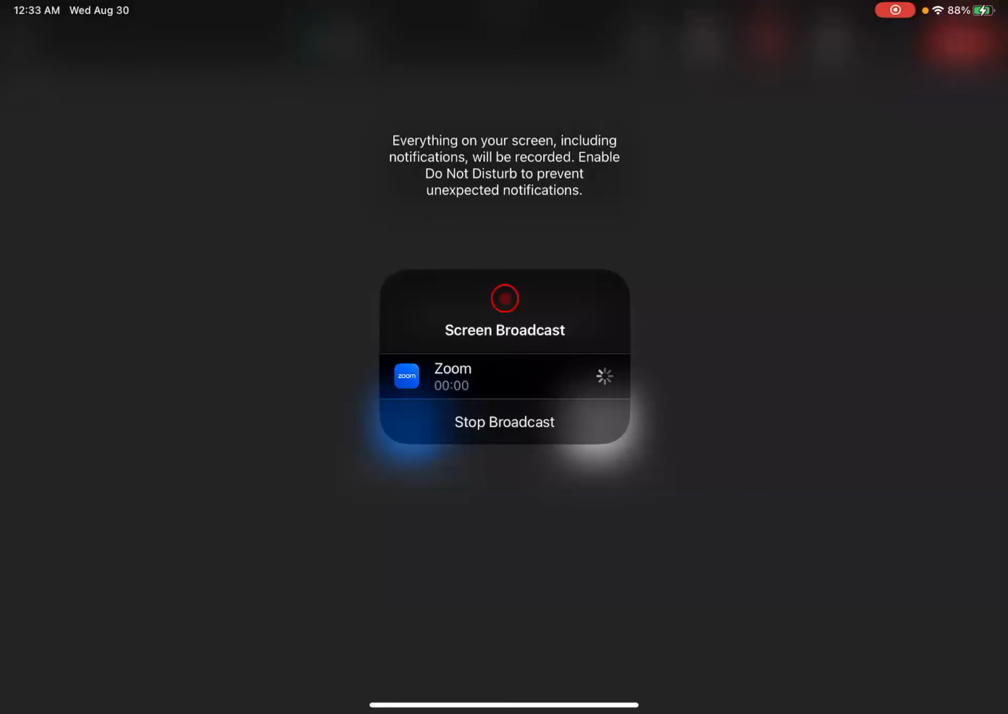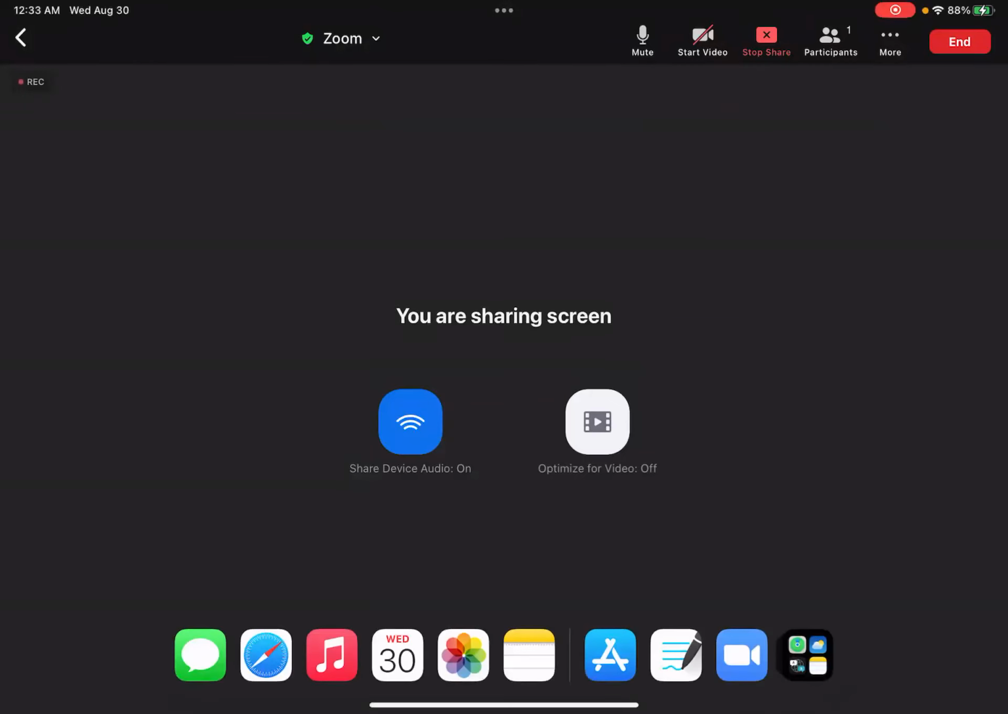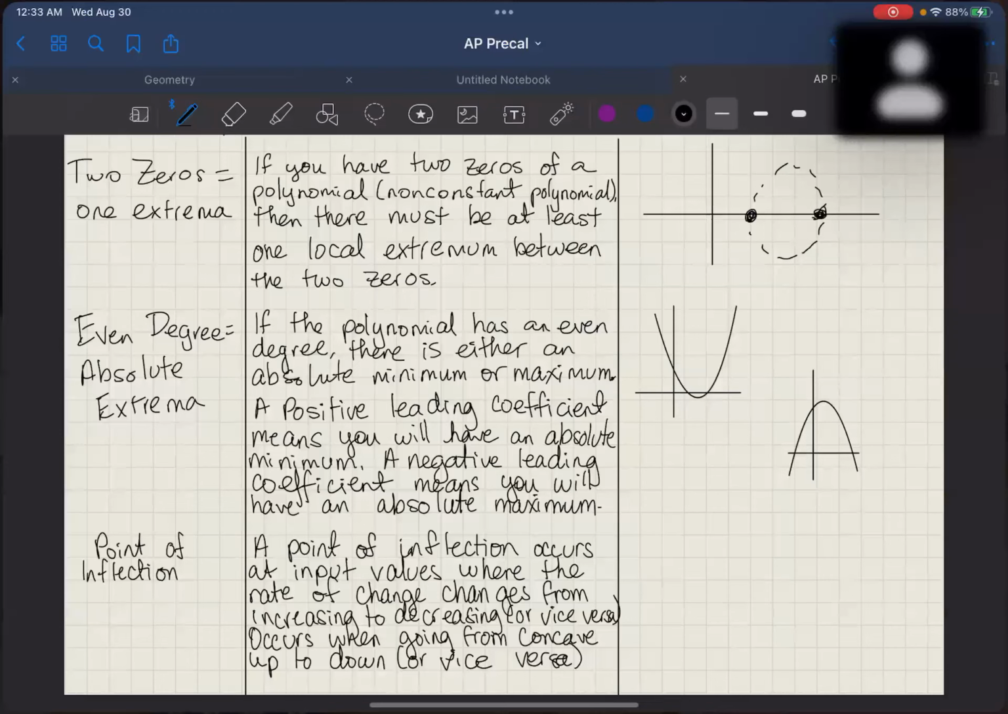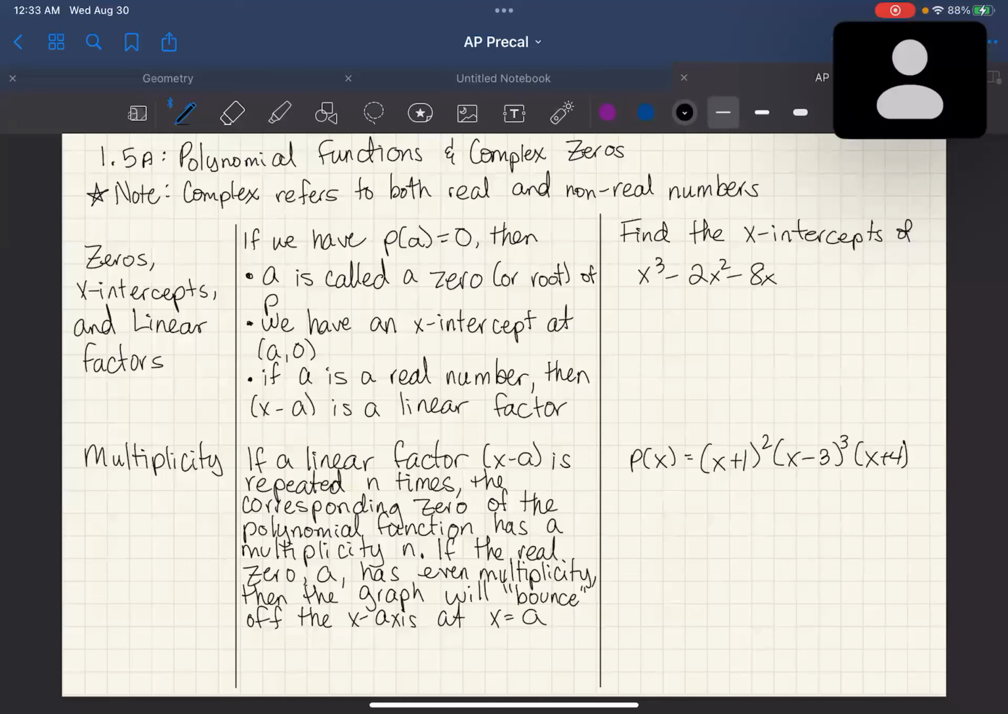Hey everyone, so we are now going to do 1.5a. So 1.5 is split into two sections. The first one is polynomial functions and complex zeros. Note that complex zeros, or complex, refers to both real and non-real numbers. So now we are talking about imaginary.